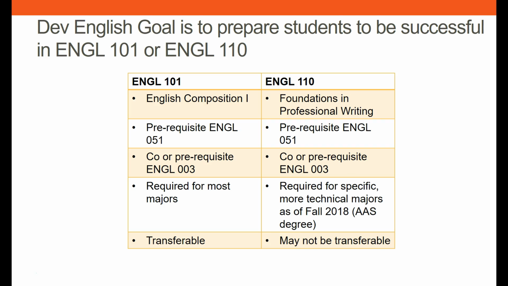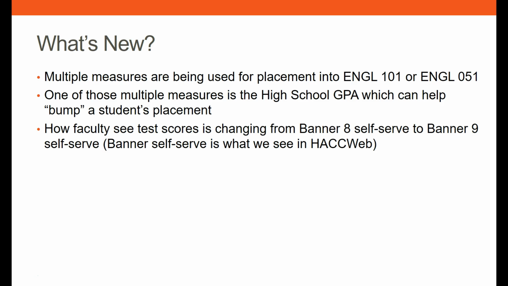And you'll notice there I have just the differences between 101 and 110. They share a lot of things in common. One of the major differences is that English 101 is required for most majors, while 110 is required for specific, usually more technical majors in the AAS degree program. 110 may not be transferable, but 101 is.